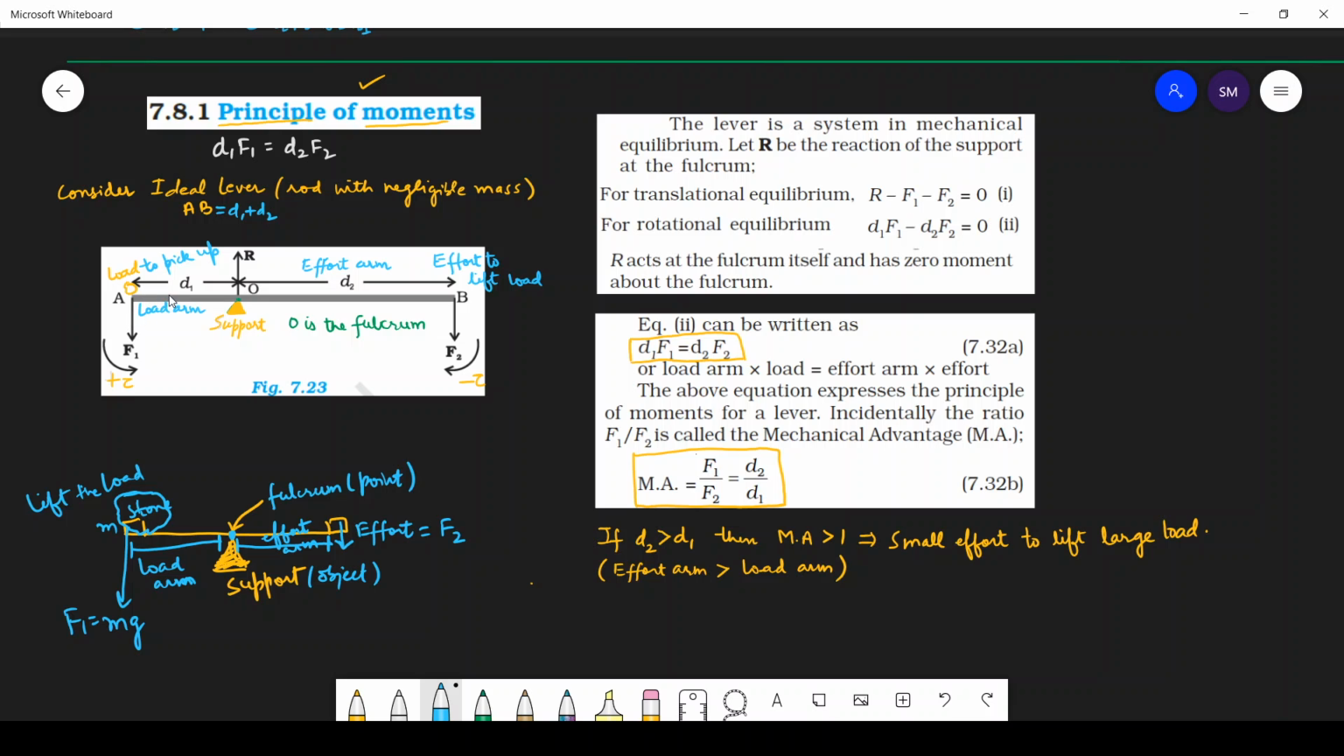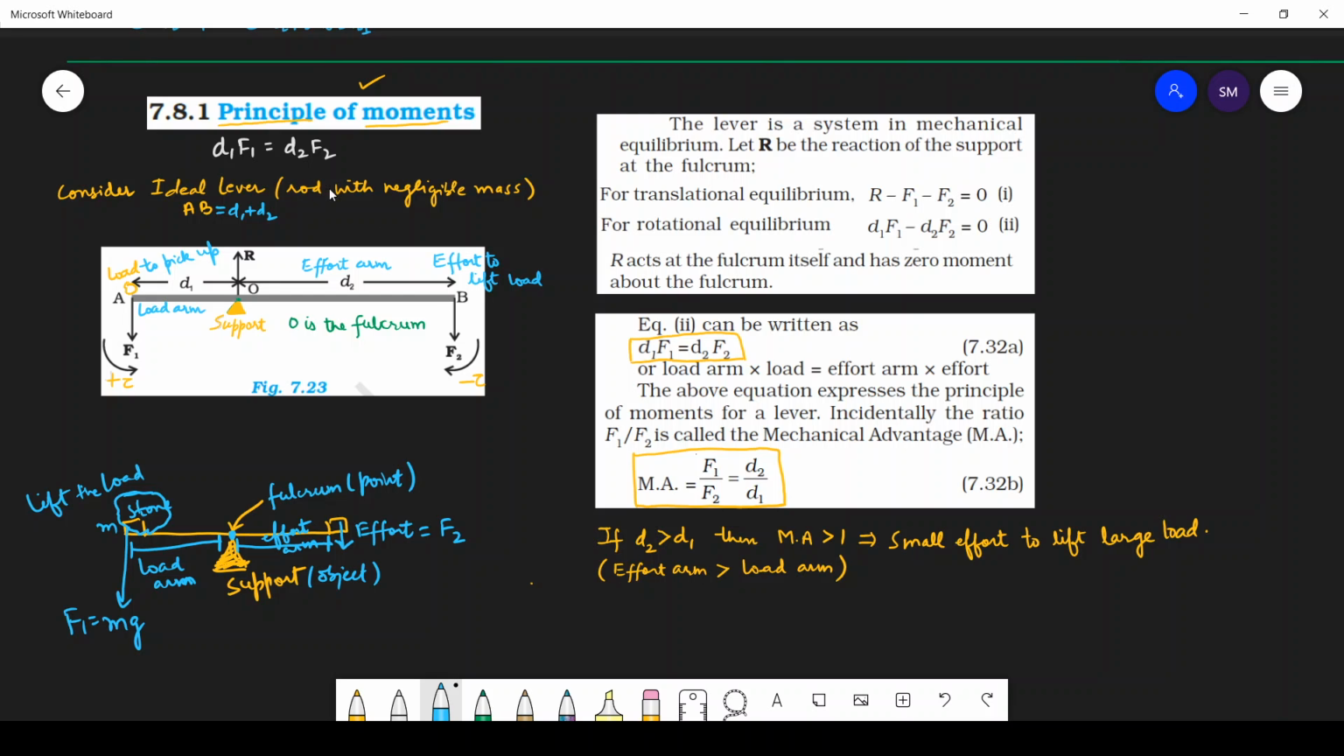Okay, F1 D1 is equal to F2 D2. Is this clear? This is a simple equation. Yes, sir. What do you want, students? Do you want to apply more force or less force? Yes, you want to apply less force.